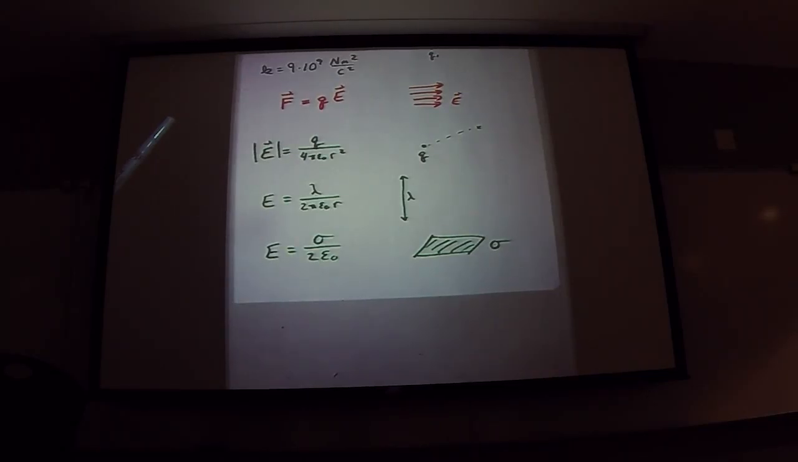What were lambda and sigma? Yeah, lambda is the line charge density, and sigma is the plane charge density. So lambda is charge per length. Sigma is charge per area.